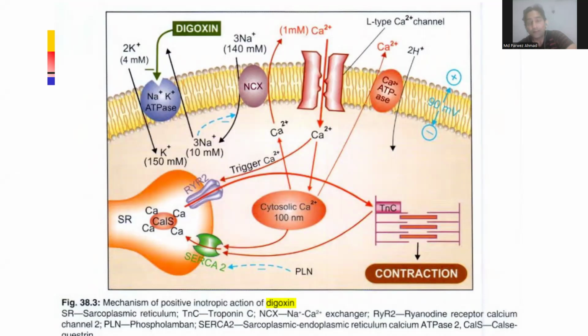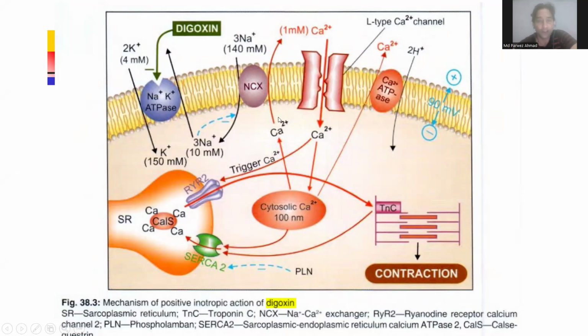Okay, now after the contraction, after the systole, 99% of the calcium is again taken back by the SERCA2 and stored in the sarcoplasmic reticulum. Now 1% of the calcium again tries to go outside from the cell. But we know that digoxin inhibits the sodium potassium ATPase channel. This causes excess intracellular sodium ions. These sodium ions inhibit the sodium calcium exchanger. Now the 1% calcium is unable to move out of the cells.